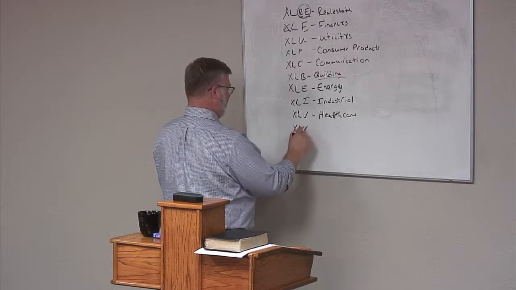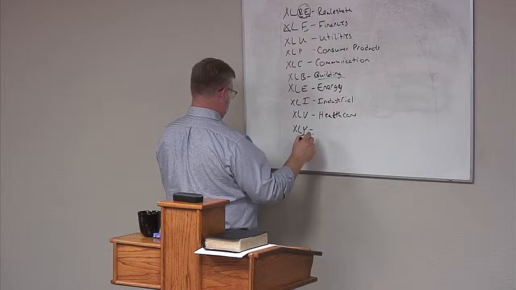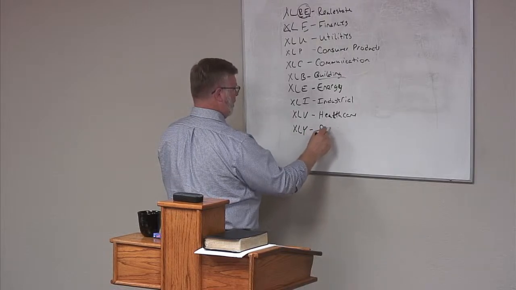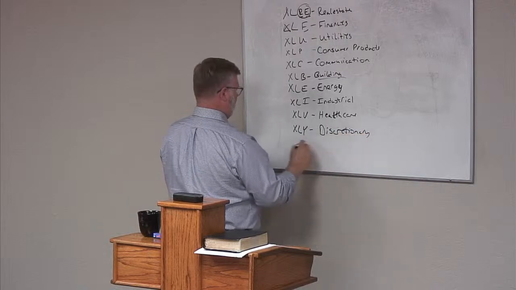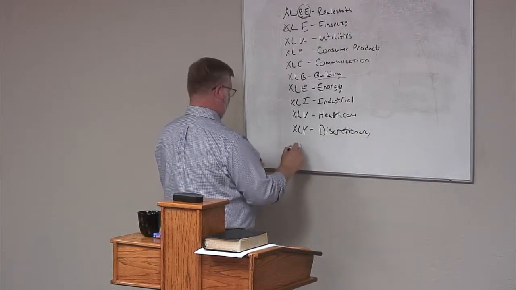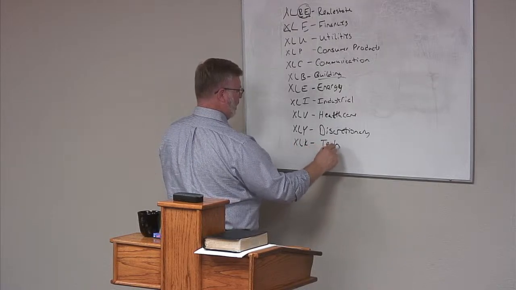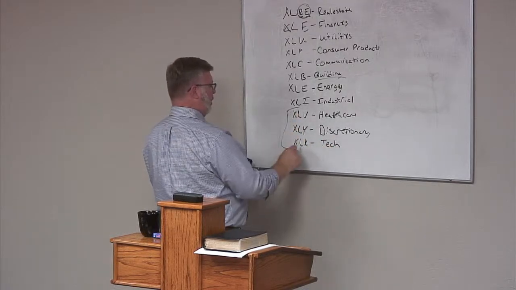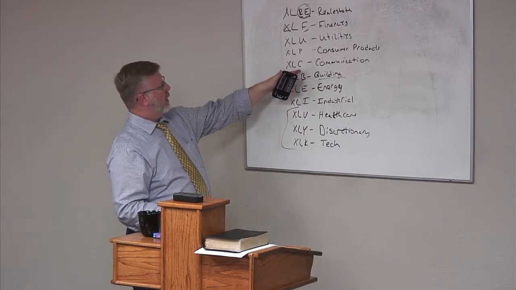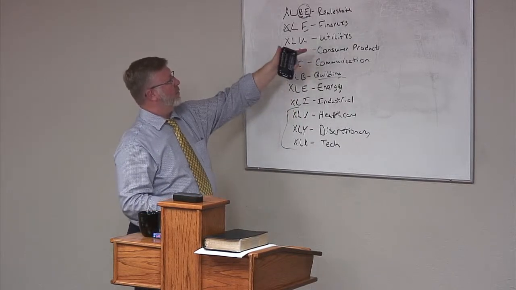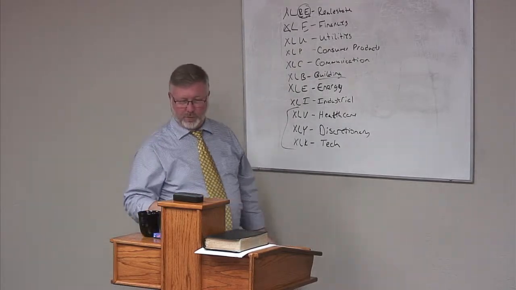XLY is discretionary. And then the last one is XLK. That is technology. Now notice these last couple, they don't make any sense. I mean, the rest of them you can see: industrial, energy, building, communication, products, utilities, finance, real estate. I don't know where they came up with the letters on these last couple. I think they were just running out.